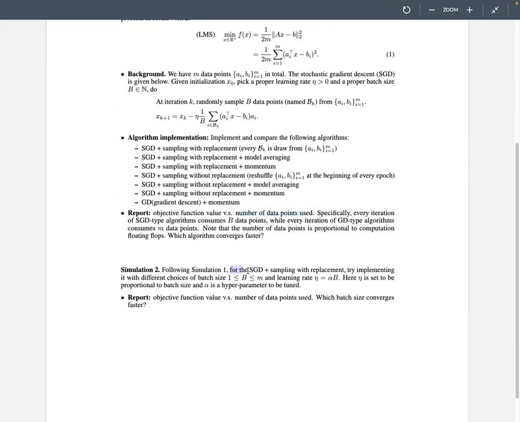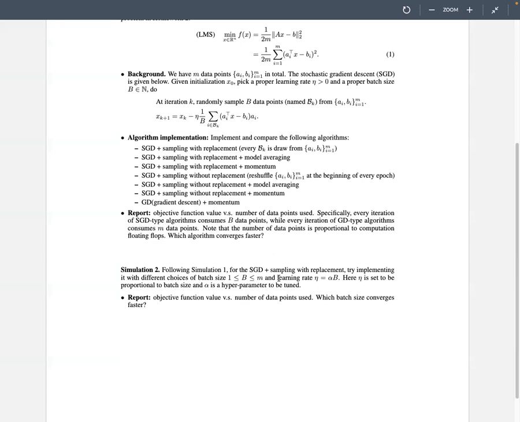And the second simulation is simpler. For SGD with sampling with replacement, try different batch sizes, because here you are fixing a certain batch size. In simulation two, we will try different batch sizes and set the learning rate to be proportional to the batch size. So alpha times batch size, where alpha is some hyperparameter that you need to fine tune.